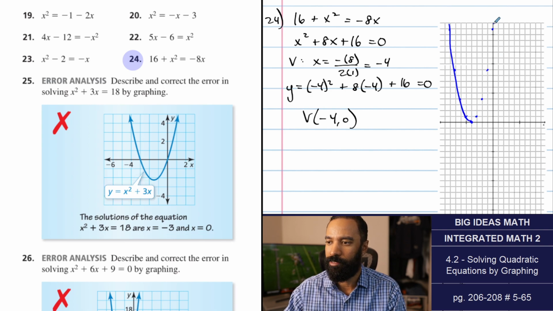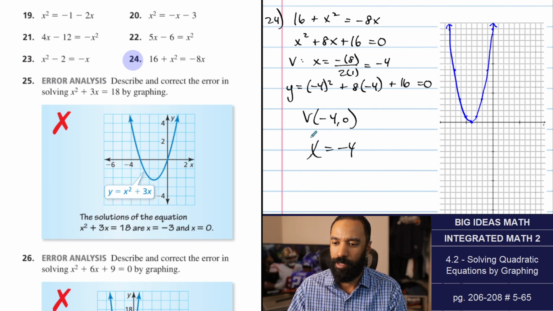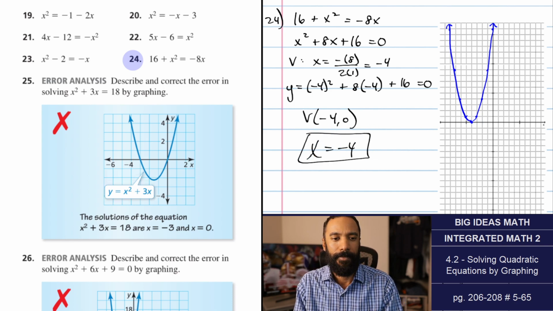Let's just finish off this graph and then write that in, and we'll be good. X equals negative 4. Okay, and that is 24.